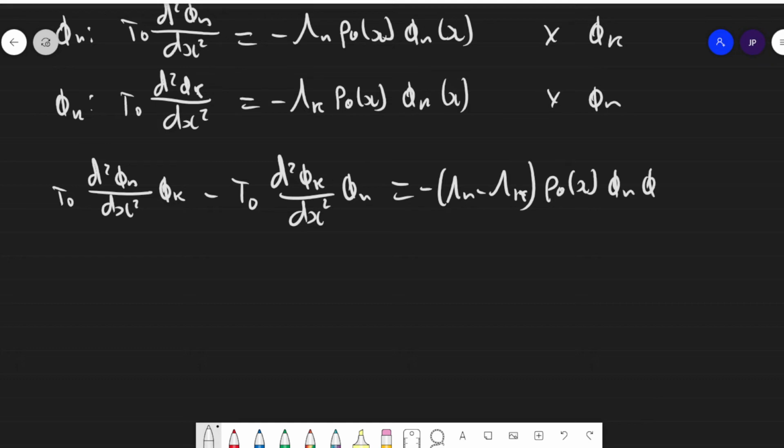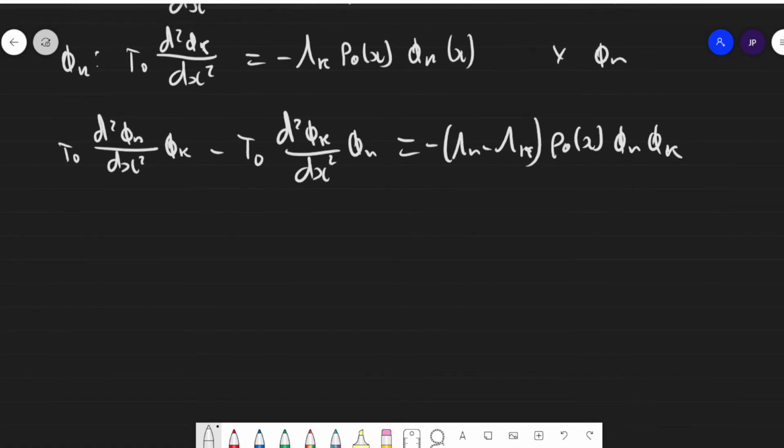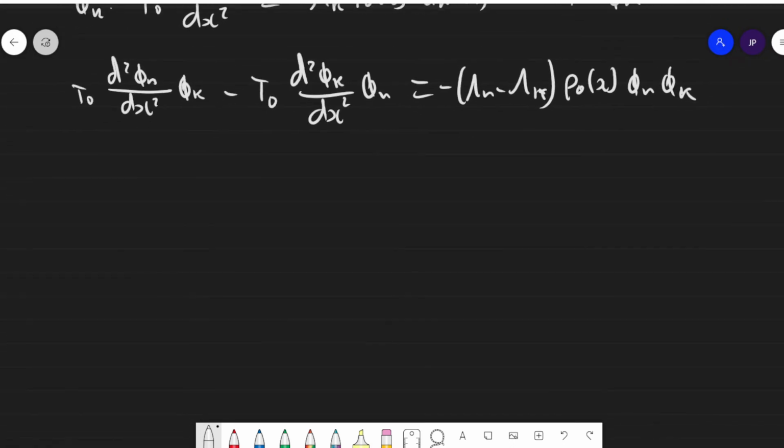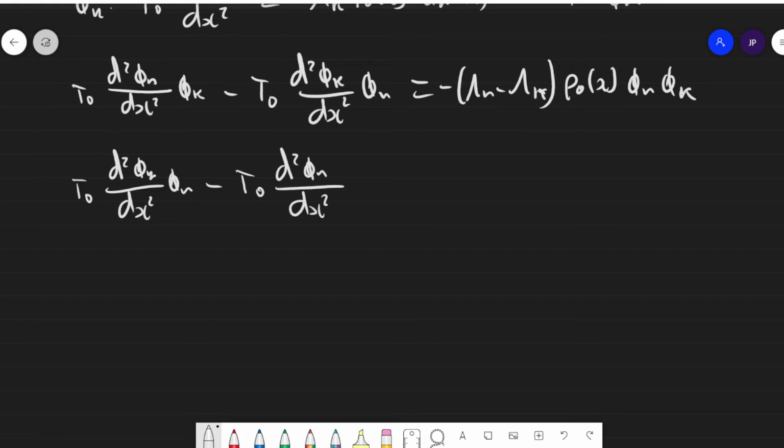And the product of the two different eigenfunctions. Okay. Now I'm going to multiply by minus on both sides just to get rid of the minus on that side. So we'll end up with first minus T0. Okay, now we just got rid of the unnecessary minus.